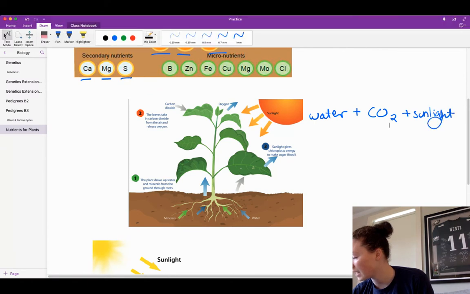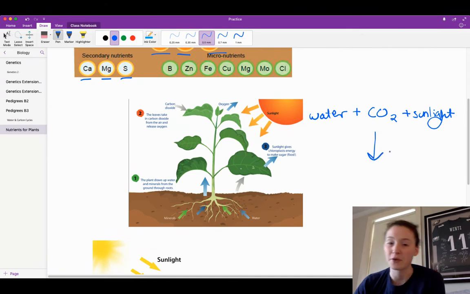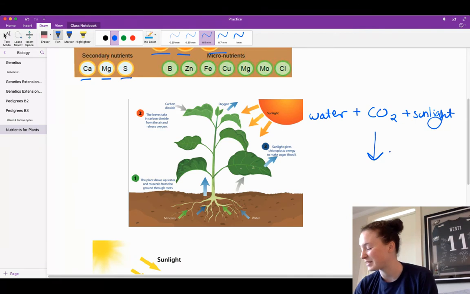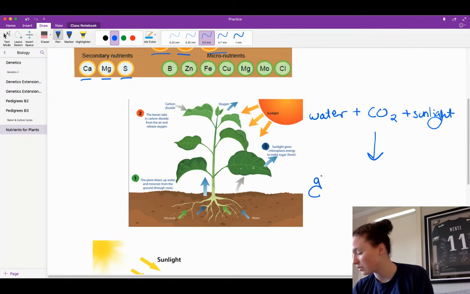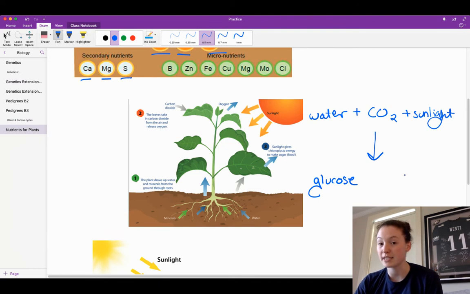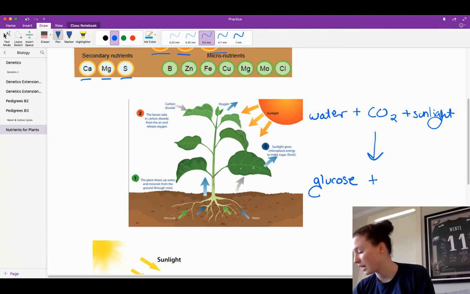So here we get energy from the sun. And normally we don't have down arrows, but I don't have enough space on the side here. But adding those three things together will make something called glucose, which is a type of carbohydrate. It's a simple sugar, and oxygen, O2, in the form of gas.